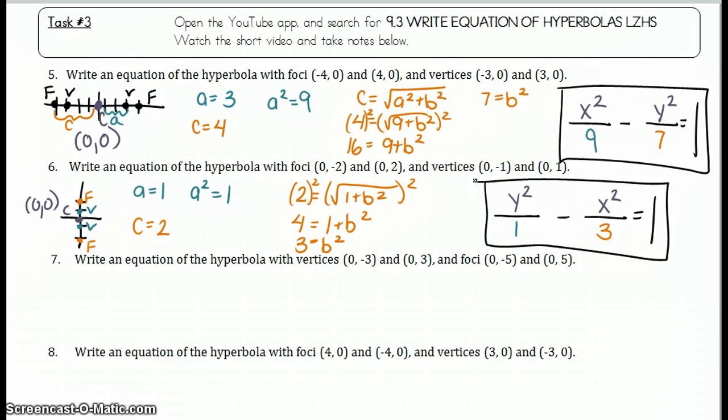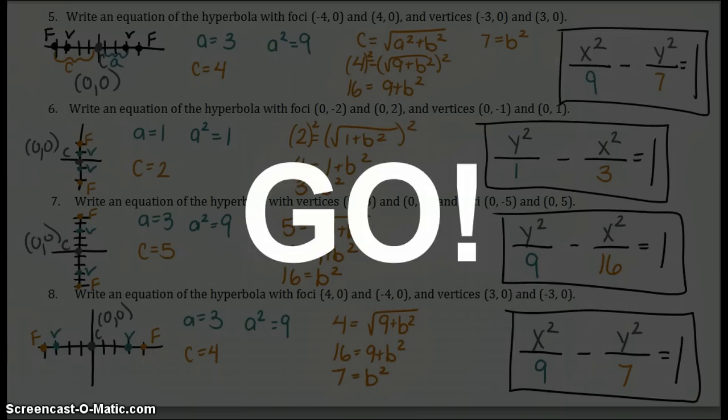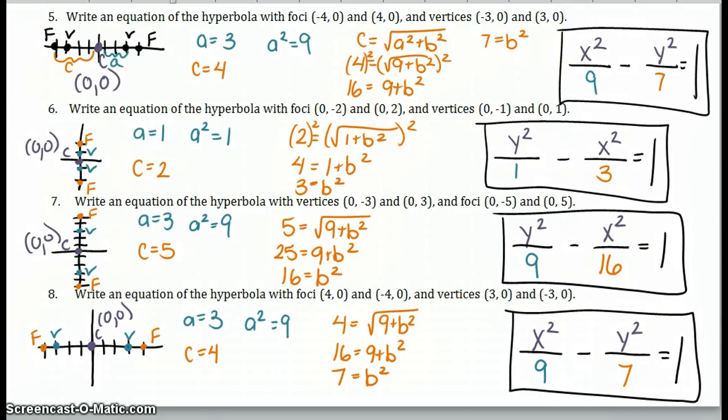At this point, please pause the video and complete examples 7 and 8. Please now check your answers for examples 7 and 8. When you are finished, please talk with your partner about the similarities and differences that you notice between a vertical and a horizontal hyperbola.